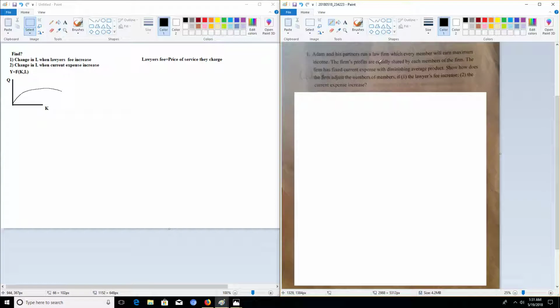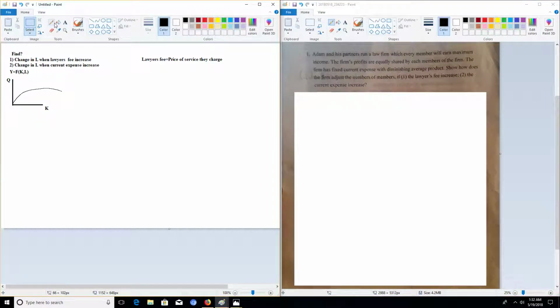The firm's profits are equally shared by each member of the firm. Pretty straightforward. I'll go more into that in a second. The firm has fixed current expenses with diminishing average product. Show how the firm adjusts the number of members if 1. the lawyer's fees increase, 2. the current expenses increase. So first, before going back up there, let's just establish what we are trying to find.